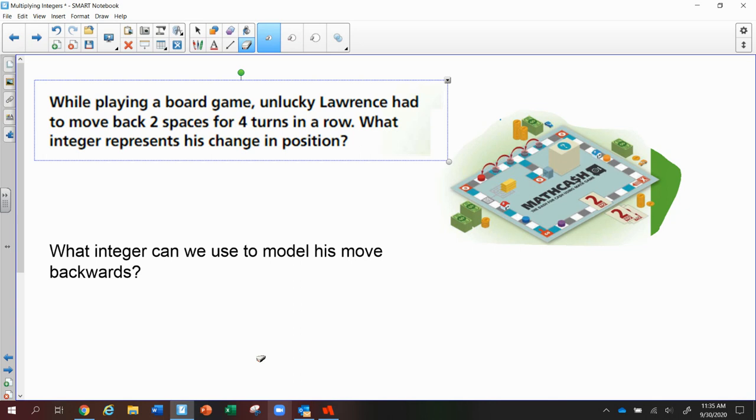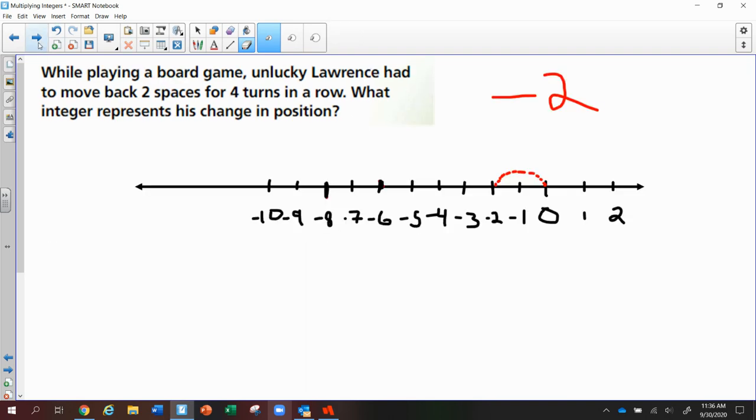The first one is, while playing a board game, Unlucky Lawrence had to move back 2 spaces for 4 turns in a row. What integer represents his change in position? Well, we're talking about integers, so when we're talking about moving backwards, or moving down or below sea level, or things like that, we're using negative integers. So what integer can we use to model his move backwards? Well, we're going to use -2. It's backwards, the opposite of 2.